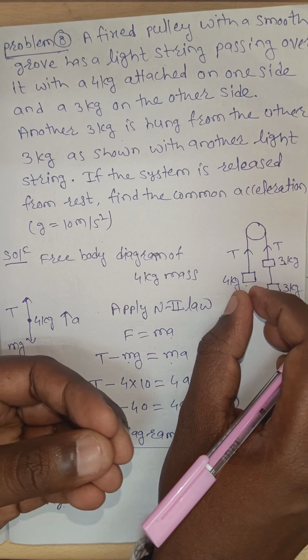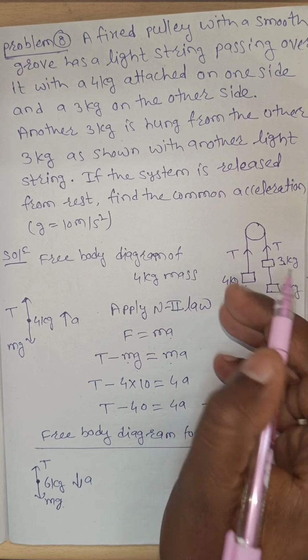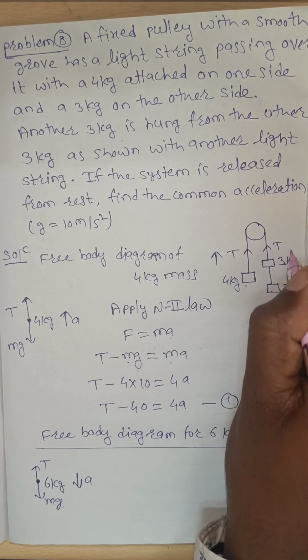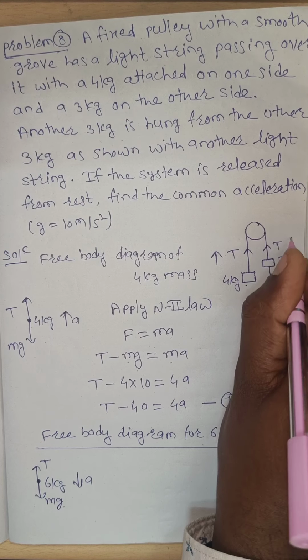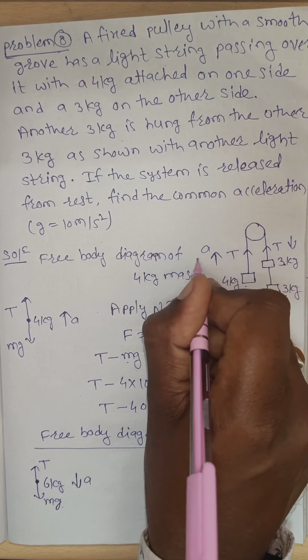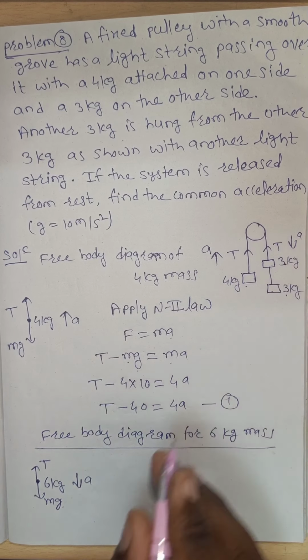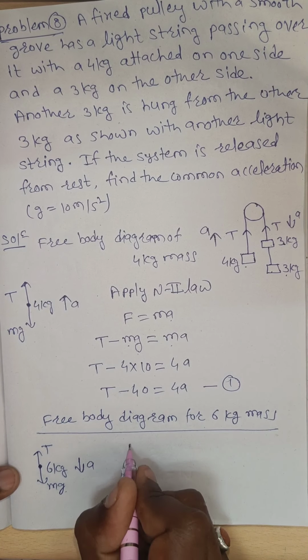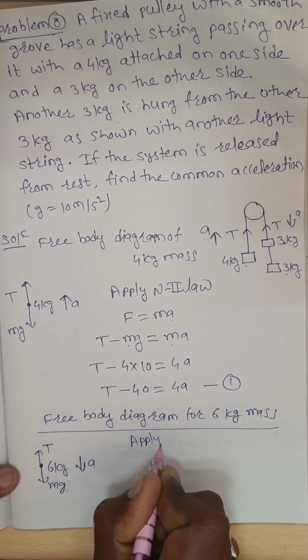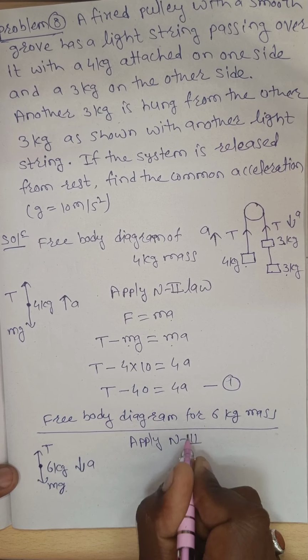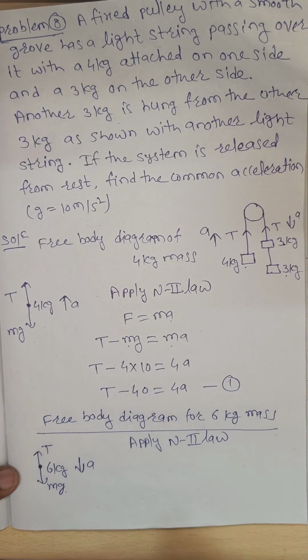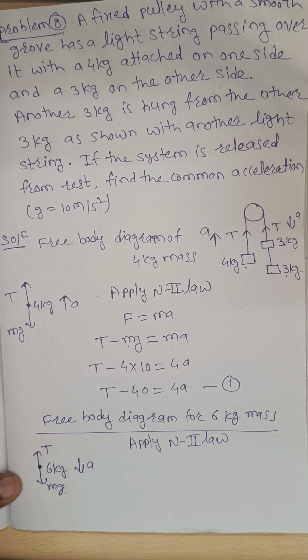Okay, if you release this, what happens? This moves in an upward direction. When this moves upward, this moves downward, which means here the acceleration is in the upward direction, and here the acceleration is in the downward direction. Therefore here we have to apply Newton's second law. What is Newton's second law? That is F is equal to ma.